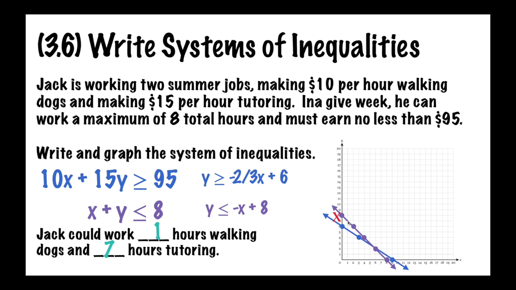Then from there, you could put a lot of different options. Here are a few things that would have worked. He could have walked dogs for 0 hours and then tutored for 8 hours. That would work. He could have walked dogs for 2 hours and then maybe tutored for 6 hours, or even (3, 5) would work. But there are many different options that would work for this one.